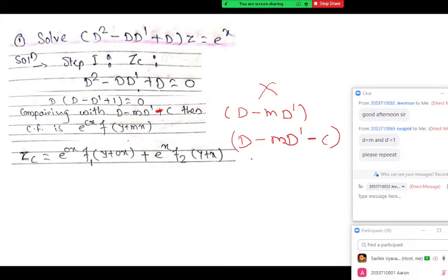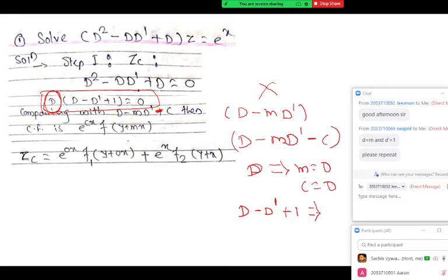Now when we factorize it, we observed here we got two factors. The first factor is D. For factor D, if you compare with this, you get m equal to 0 and c equal to 0, because only D is there. So D can be written as D minus 0D dash minus 0. So m and c are 0 for the first factor D. The second factor is D minus D dash plus 1.